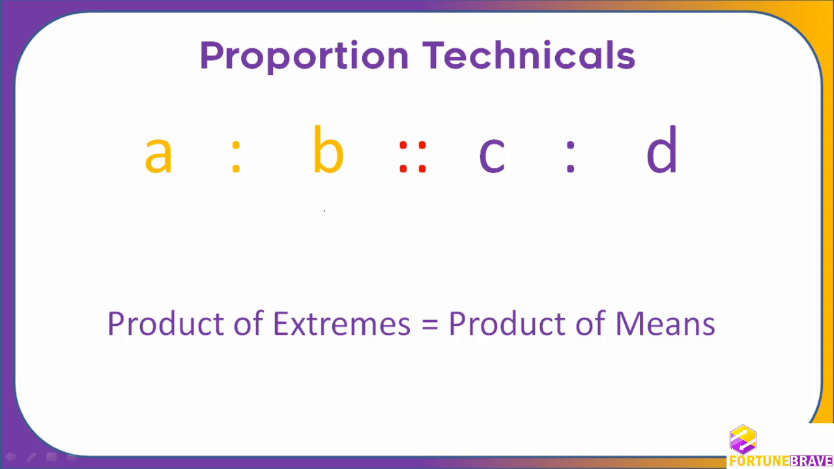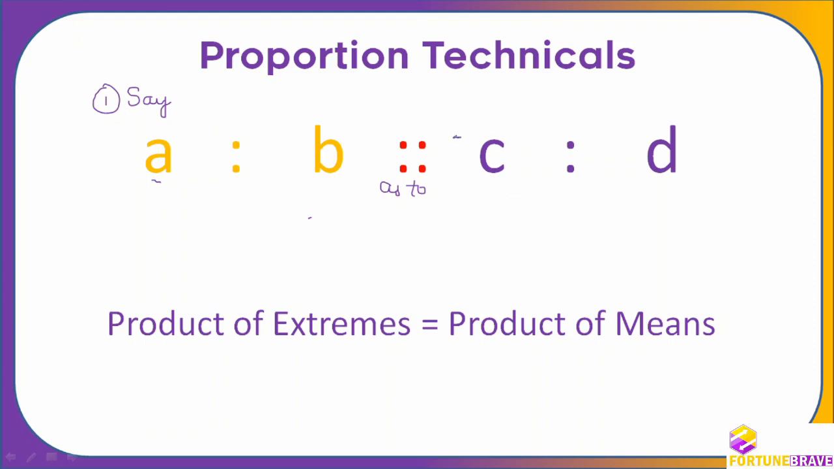Now we'll try to understand a little bit of the proportion technicals. You can see product of extremes is equal to product of means. What does this mean? So there are four values, and they are in proportion. How do we write or say it? A is to B as C is to D. This is how we say it.